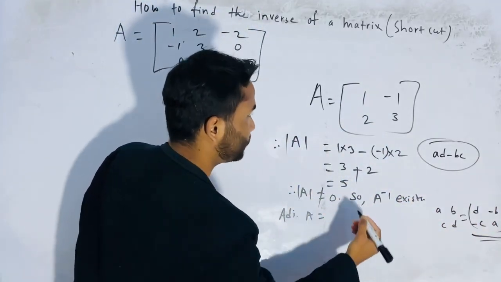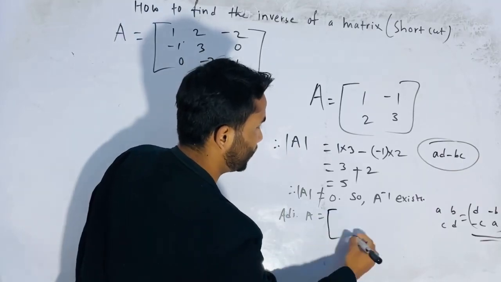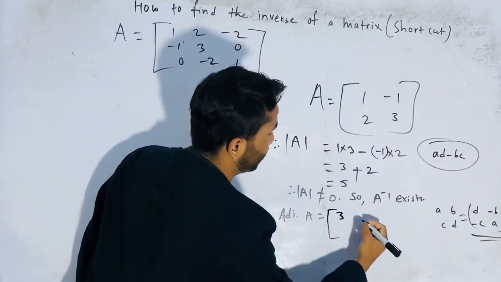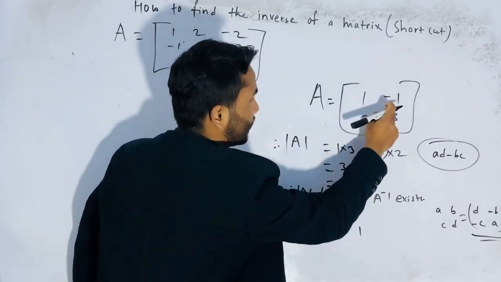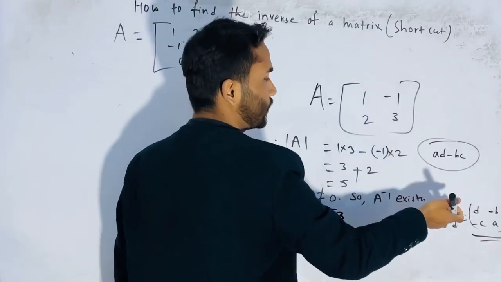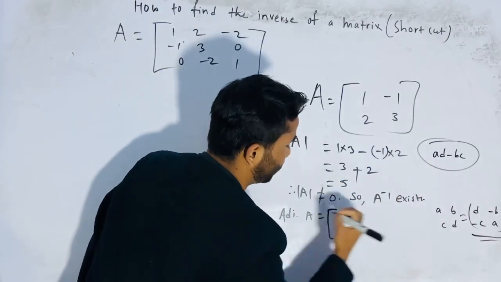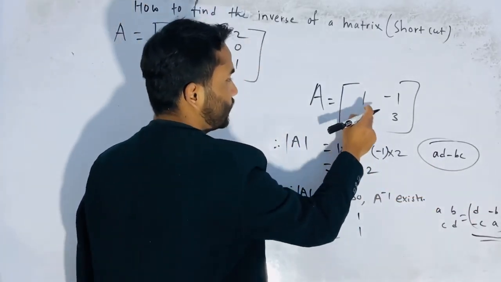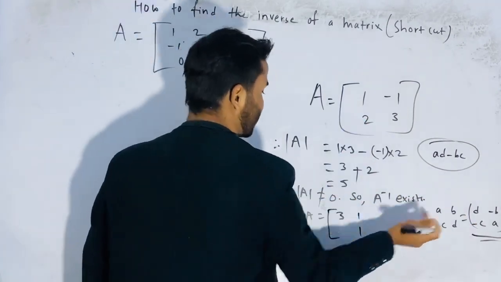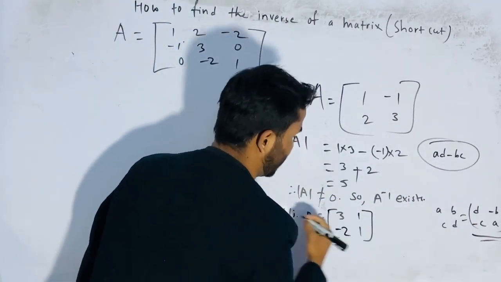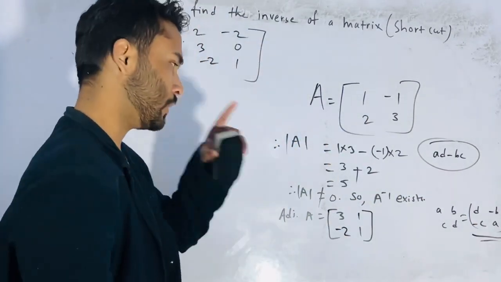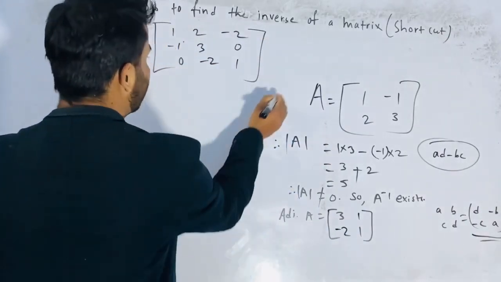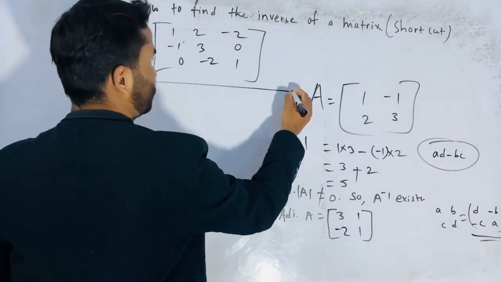So let's write. What is D here? D is 3, A is 1, so we write 3 and 1 like this. Now there is minus 1, so minus into minus becomes plus, so it becomes plus 1. Then 2 becomes minus C. C is 2, and we have to write minus C, so it becomes minus 2. So now we have already found the adjoint and the determinant of A. Now we are going to put them in the formula and we'll get the answer.